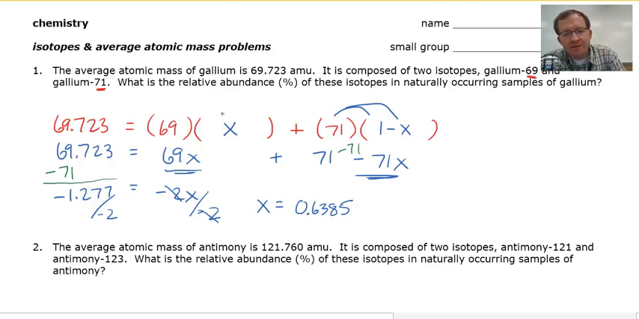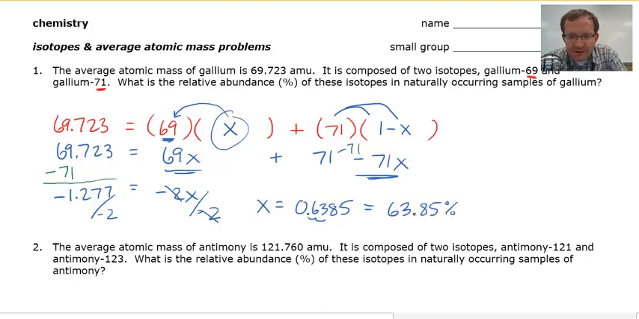Well, let's go back up to the top of the problem. Here, x was the percent of this isotope written as a decimal. Remember, x here is the percentage of our gallium-69 written as a decimal. So what we need to do is take this percentage written as a decimal, 0.6385, and turn it back into a percent. So to do that, we move the decimal the other way, and we get 63.85%.